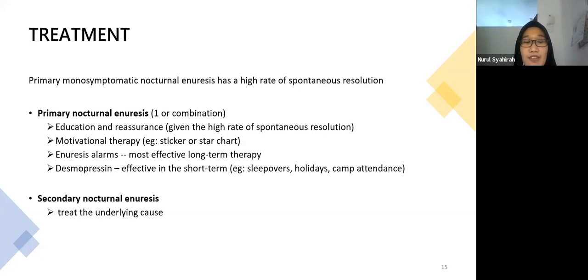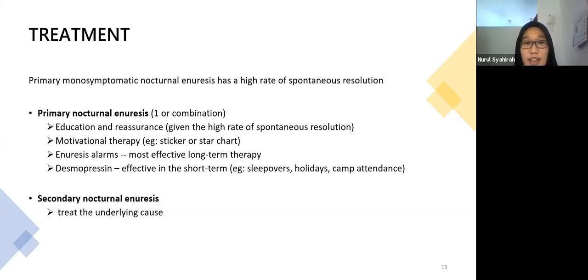And then second, we can give children motivational therapy. For example, we advise the parents to give a sticker or star chart to the children if they manage to get up at night, and to prevent bedwetting. And then the enuresis alarm is the most effective conditioning therapy. It will be explained later. And then the small pressing is very effective, but in the short term. For example, when the children want to sleep over, on holidays, or during camp attendance.